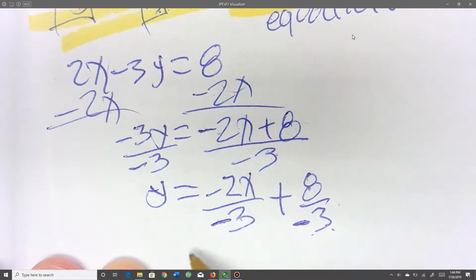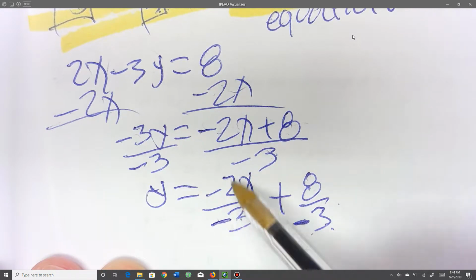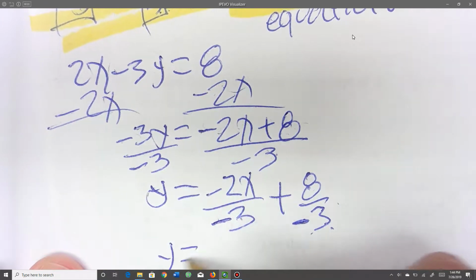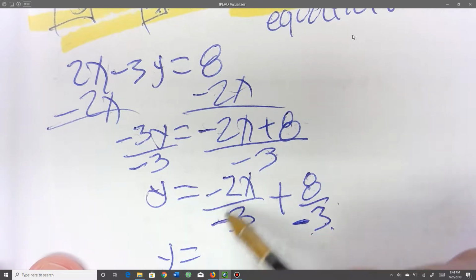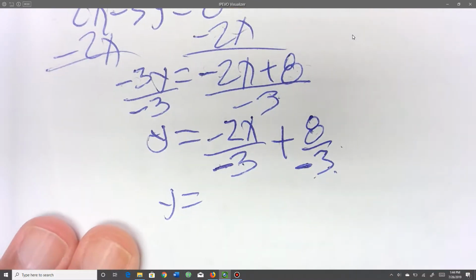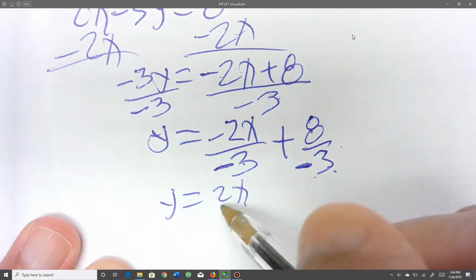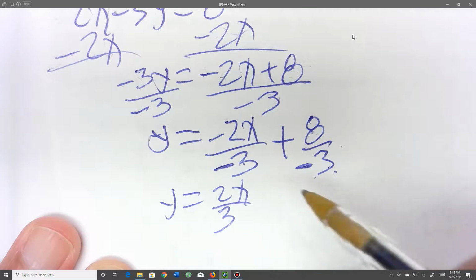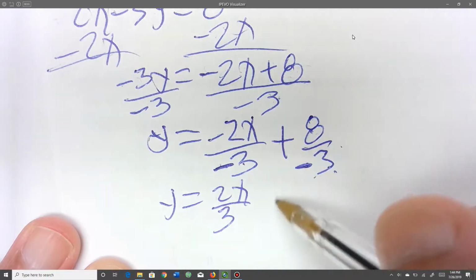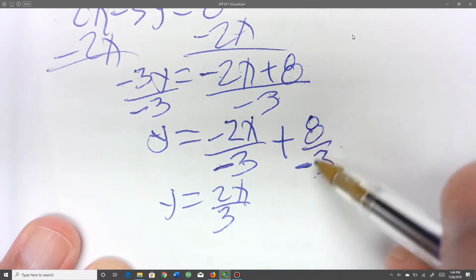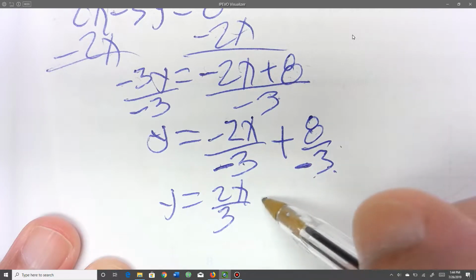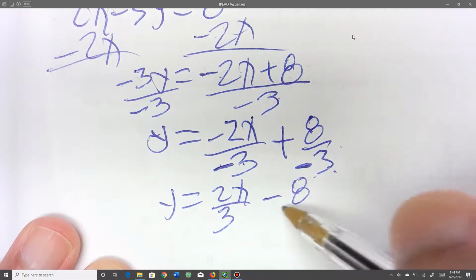All right, so now we're here. Now I can see that my coefficient of x is positive 2, and let me rewrite that because I have two signs here and I'm dividing. When I divide two negative values, I get a positive. So this should be 2x over 3, and then this is a positive divided by a negative. That should give me a negative answer. So negative 8 over 3.